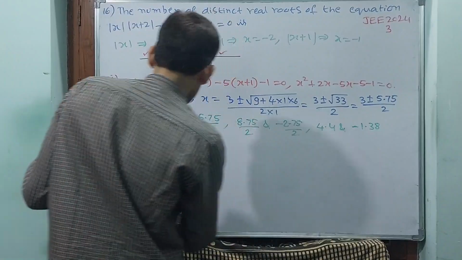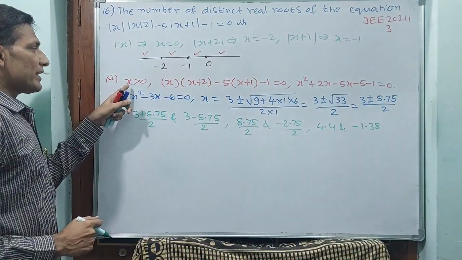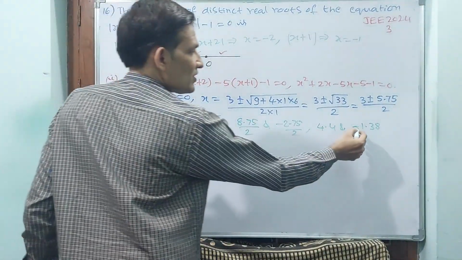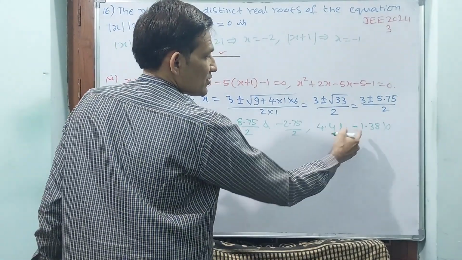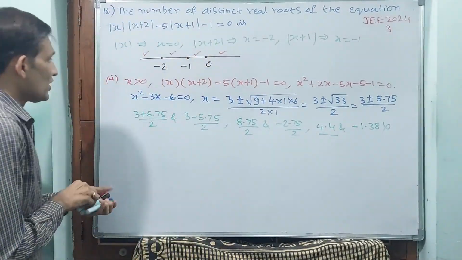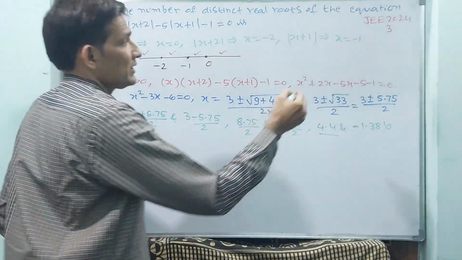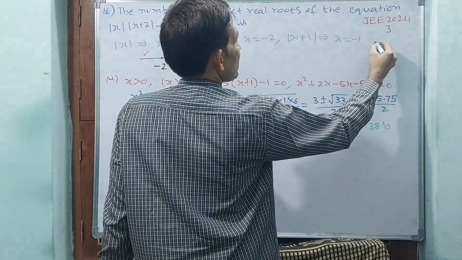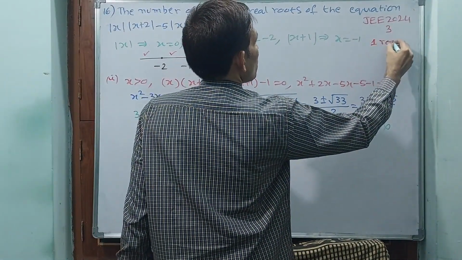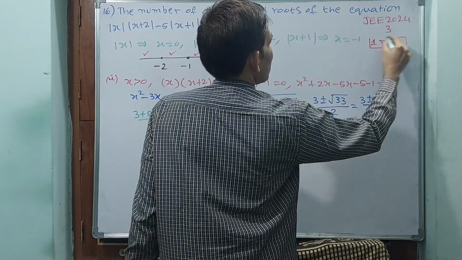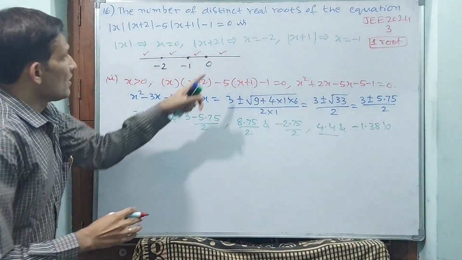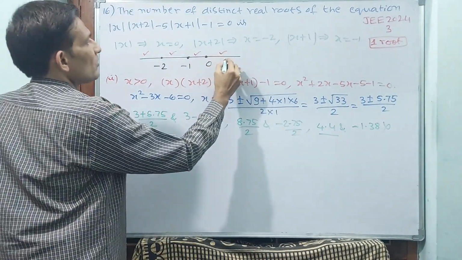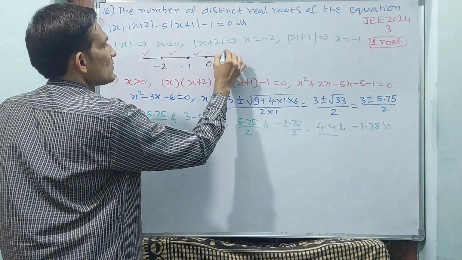Okay, and now you tell me, clearly we are saying that x should be greater than 0. This is not valid. Why? Because this is less than 0. 4.4 is valid. Shall I write one root here? Okay, one root. Now we will see why, because this is area one, or else I will write here only one root.